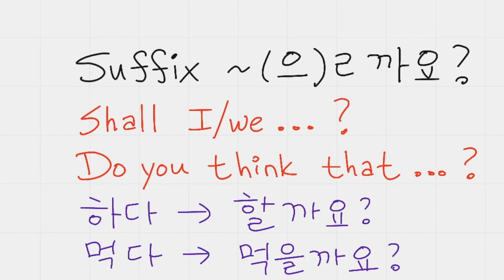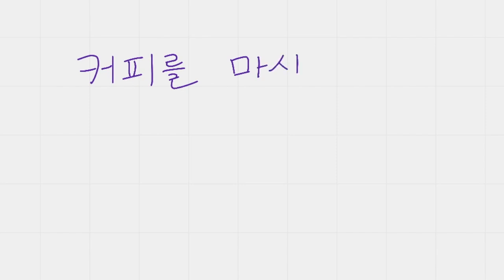So let's do some example sentences. So if you want to say something like, shall we drink some coffee? 커피를, and the verb is 마시다. So 마시 is the stem, add 리을, 마실, and then 까요? 커피를 마실까요? Shall we drink some coffee?